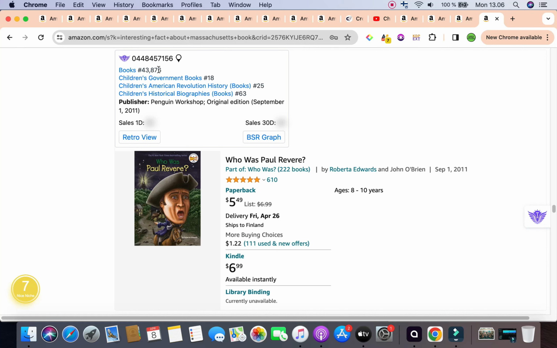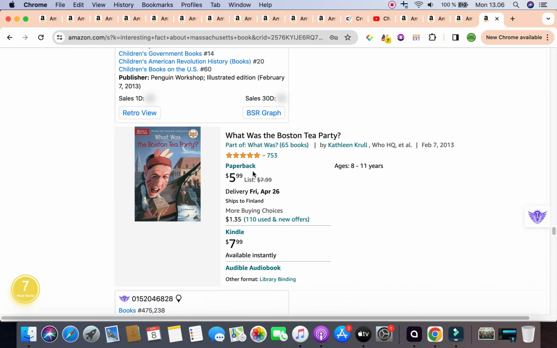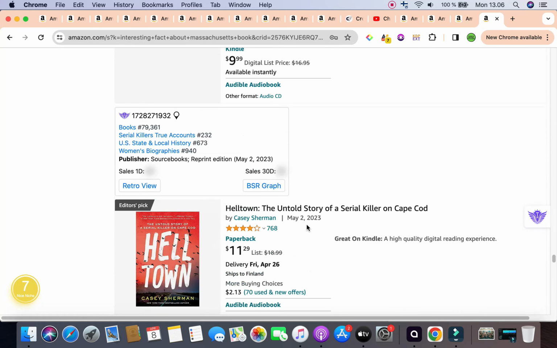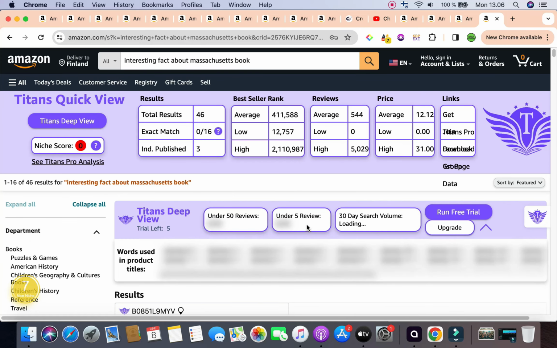This one also has a BSR of 43,000. 12,000 is the BSR, 40,000 as well. So great results right over here. 79,000, 30,000 as well. All great results for this wonderful keyword right here.